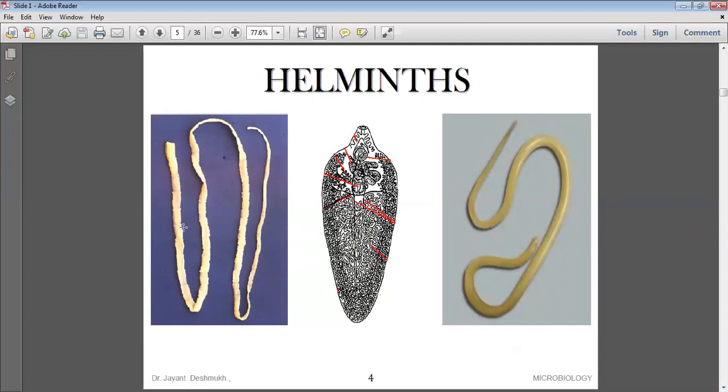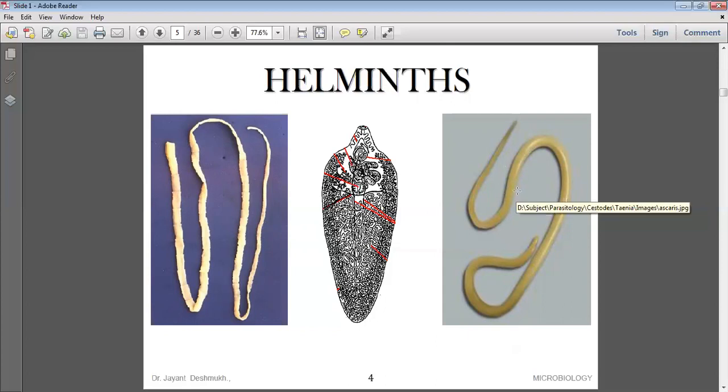So for cestodes, these are important points, not in detail. Cestodes are tape-like in appearance. Trematodes are mostly leaf-like structures, just like a leaf. And nematodes have a cylindrical structure. The second important point is segmentation. Cestodes are segmented; trematodes and nematodes are non-segmented. Body cavity is absent in cestodes, absent in trematodes, and present in nematodes.